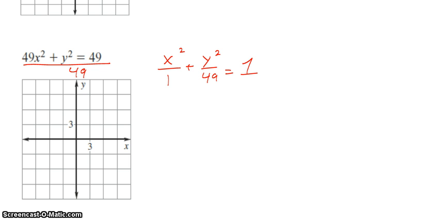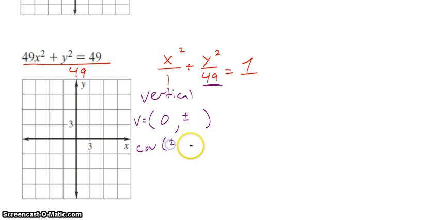Now I can figure out, okay, my vertical or horizontal, where are my vertices, co-vertices, and foci, and go ahead and graph. So my larger number is underneath the y squared. This is definitely going to be a vertical ellipse. So for my vertices, they're going to be y values since I'm vertical. Co-vertices therefore will be x values. And my foci will also be y values.